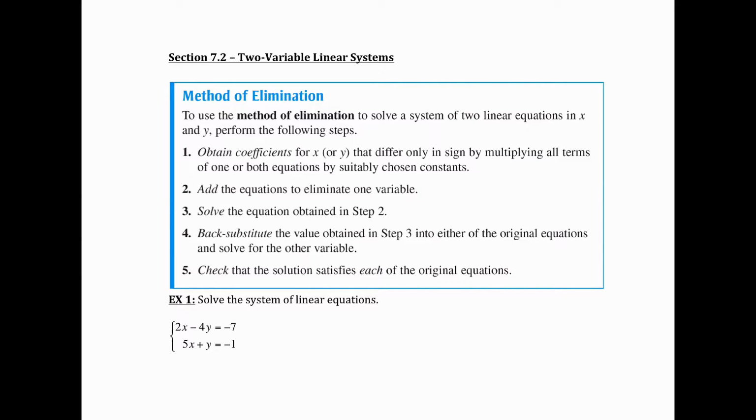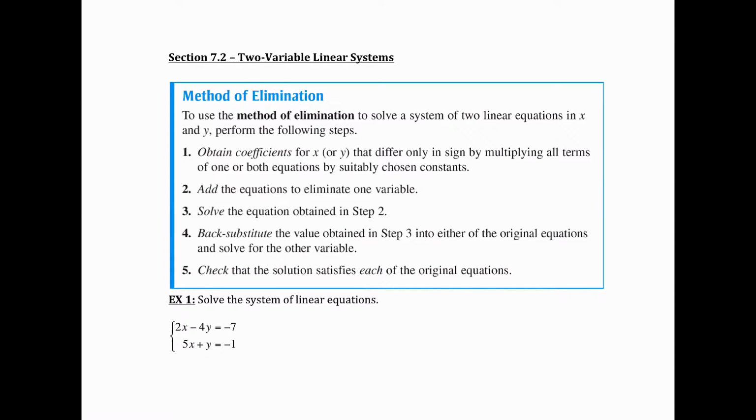Section 7.2, we're going to keep on the theme of working with systems of equations, focusing on two variable linear systems today. One method that we're going to use today is the method of elimination. In order to use the method of elimination to solve a system of equations, we're going to take the following steps. The first thing we're going to do is obtain coefficients for x or y that differ only in sign by multiplying all terms of one or both equations suitably by chosen constants.